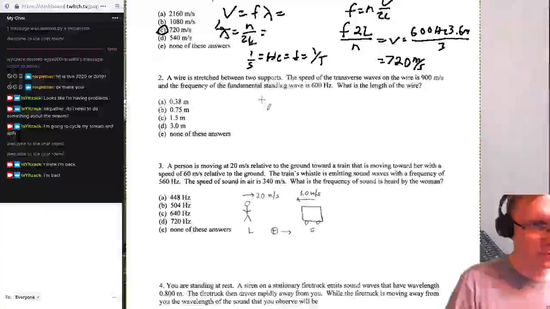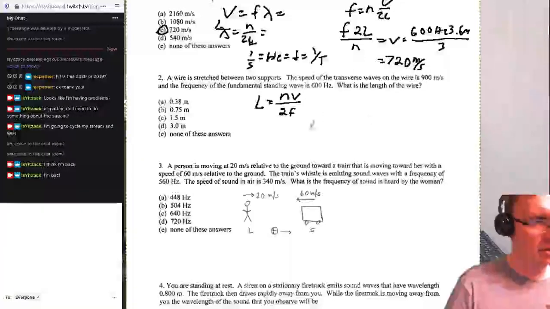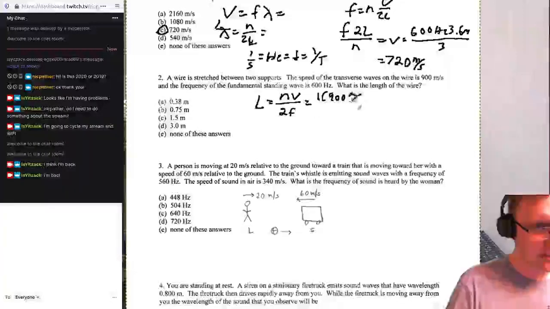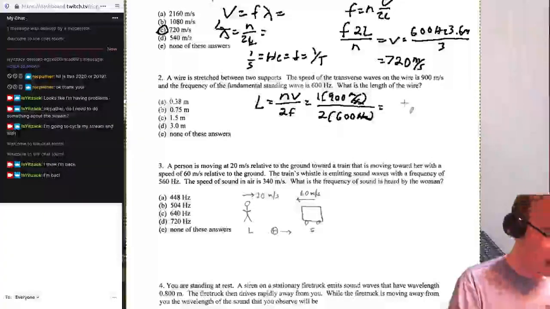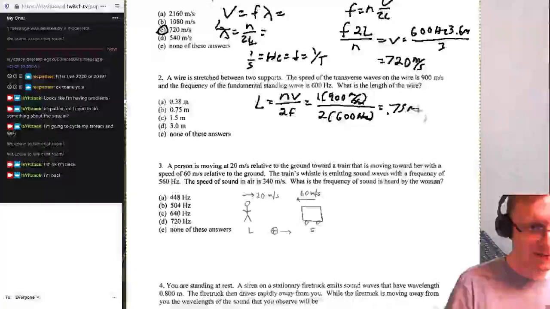Length of the wire. L is equal to nV divided by 2f. So this is 1 times the velocity of 900 meters per second divided by 2 times the frequency of 600 hertz. Hertz cancels inverse seconds, we're left with a meter. 9 divided by 2 times 6 is 0.75 meters.